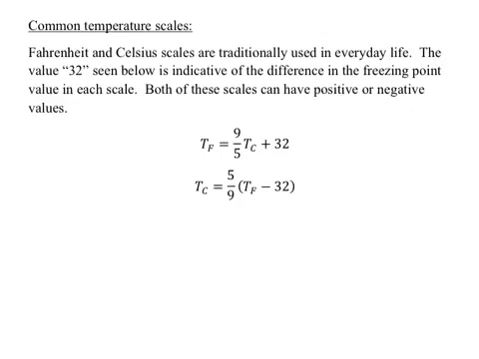So take a look. What's the freezing point in Celsius? Everybody should know this. 0. Plug in a 0 here, what do you get? 32. So that's the freezing point in Fahrenheit when you plug in 0 for Celsius. So this 32 is indicative of the difference in the freezing point value of each scale. Both scales can have positive or negative values. That's all we're going to say for now, really.